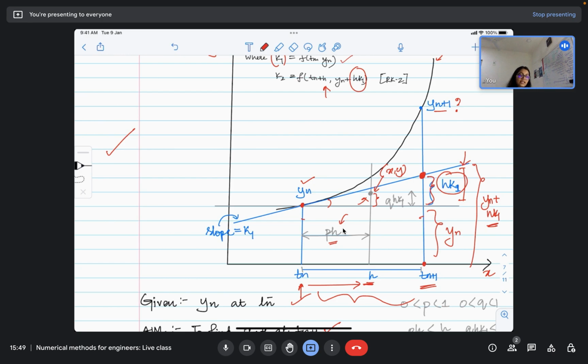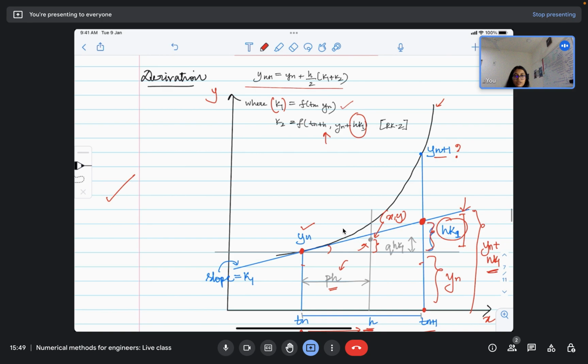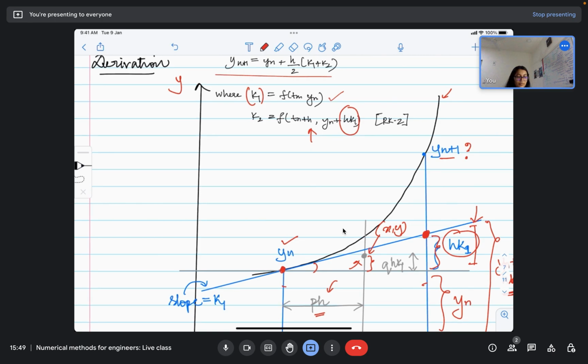But this is one of the points that is taken in this RK2 method where you have this slope. You compute the slope at this point and you take the average of both these slopes to say that that is a better estimated slope of the curve between yn and yn plus 1. So that is what basically happens in the RK method of the second order.